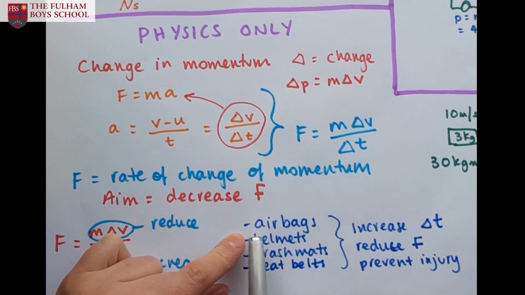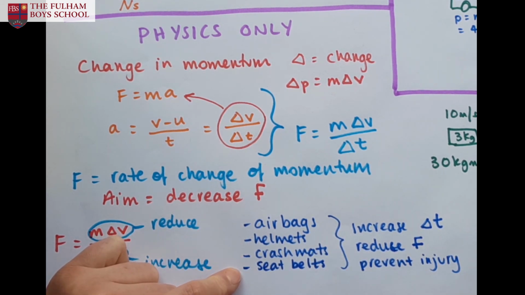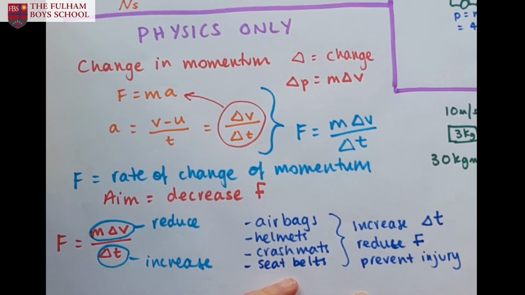The way we do that is with things like airbags, helmets, crash mats, seat belts, soft playground surfaces and stuff like that. All of these increase the time taken for you falling. So it's not a smack, it's a slow fall. You get cushioned a bit. They increase the change in time, which reduces the force, which therefore prevents injury.